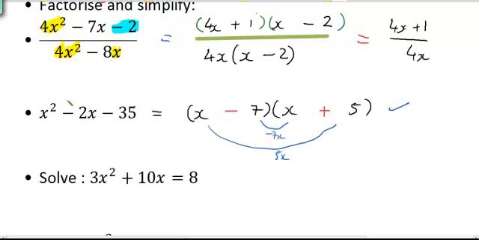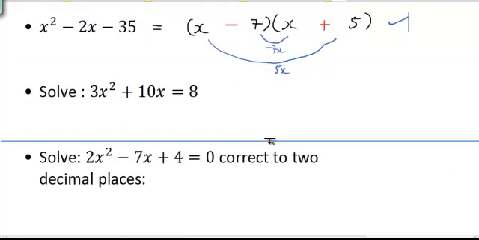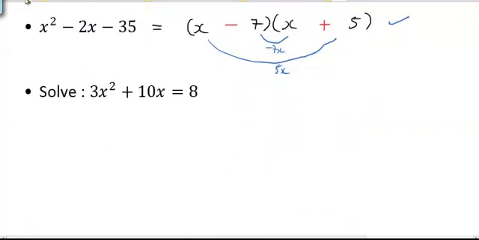That's that question done, because it's only factorize. It's not equal to 0, so we don't have to find the answers. It's just factorize it. Now this next one here is a solving question. So what we have to do is first off rearrange it so it looks like an ordinary one.